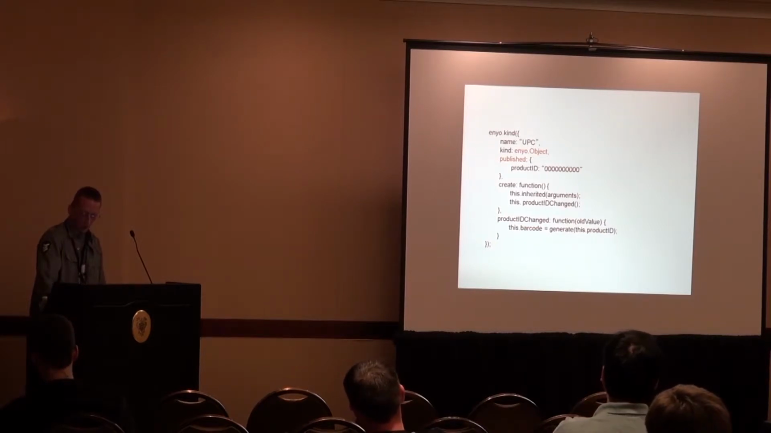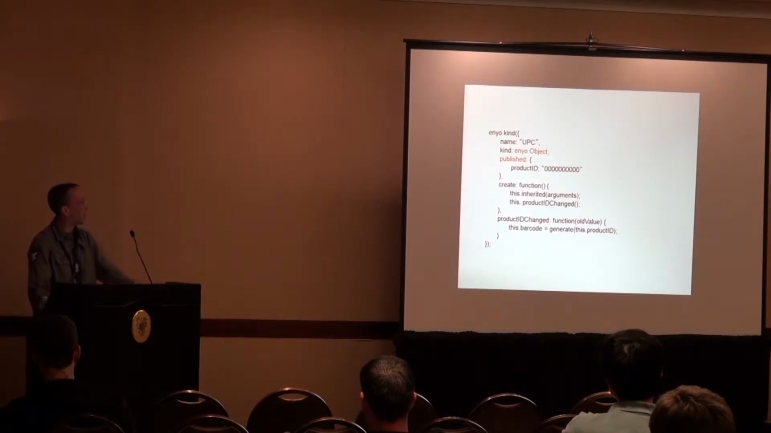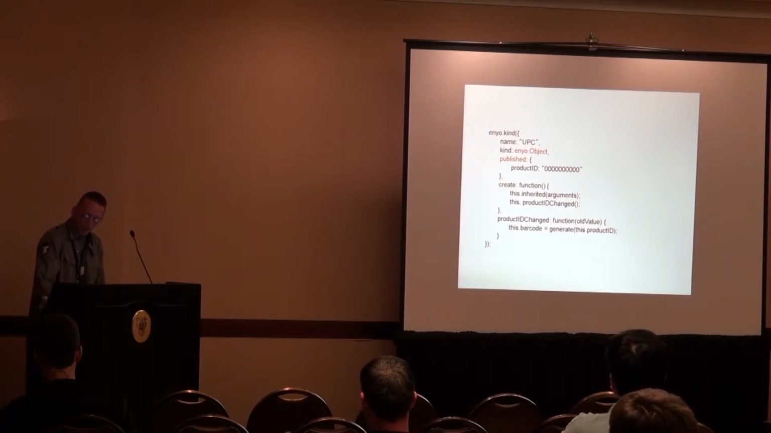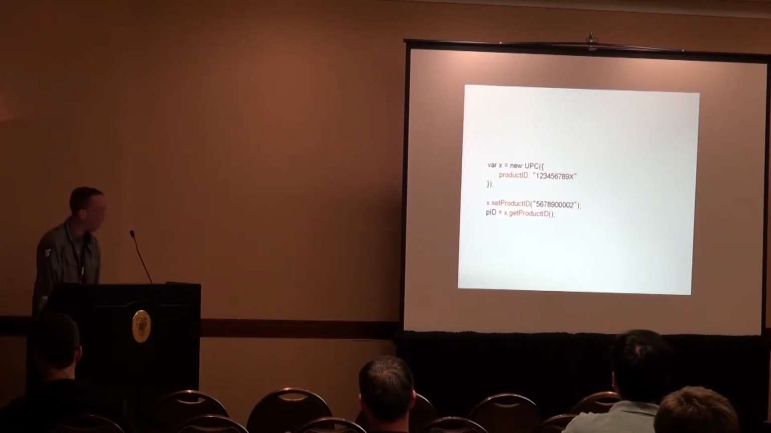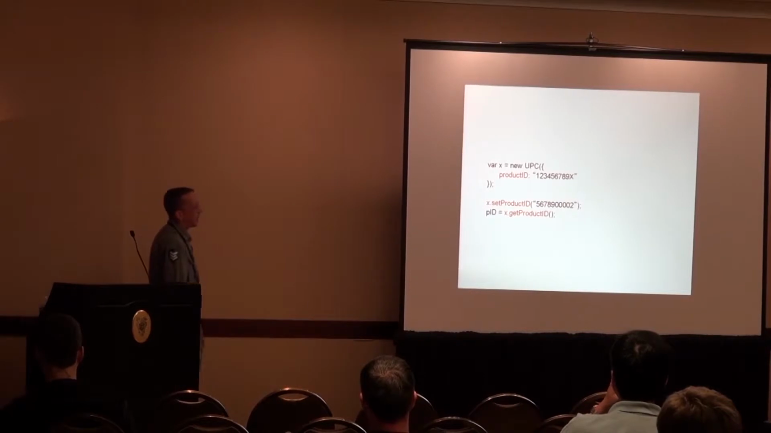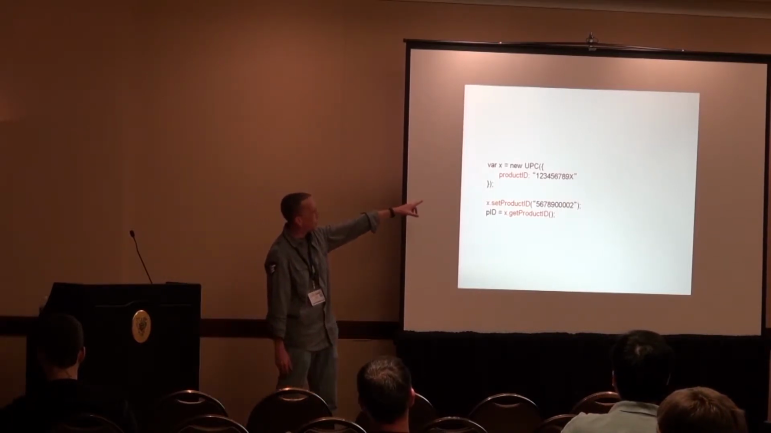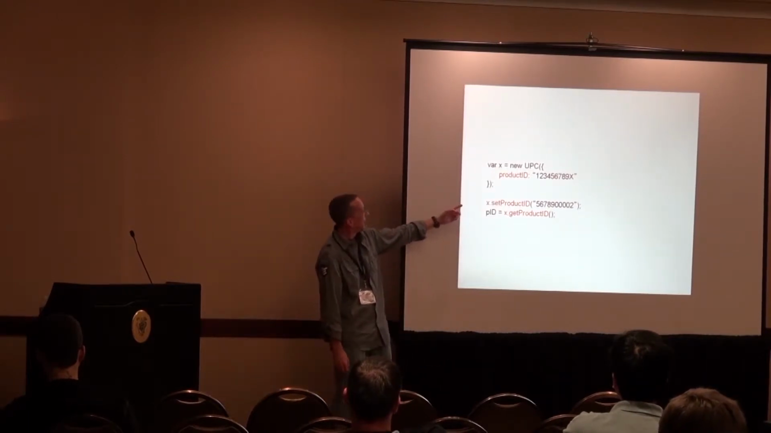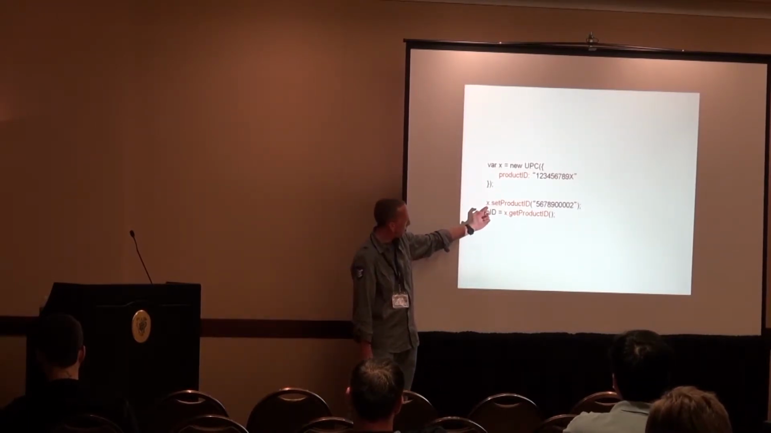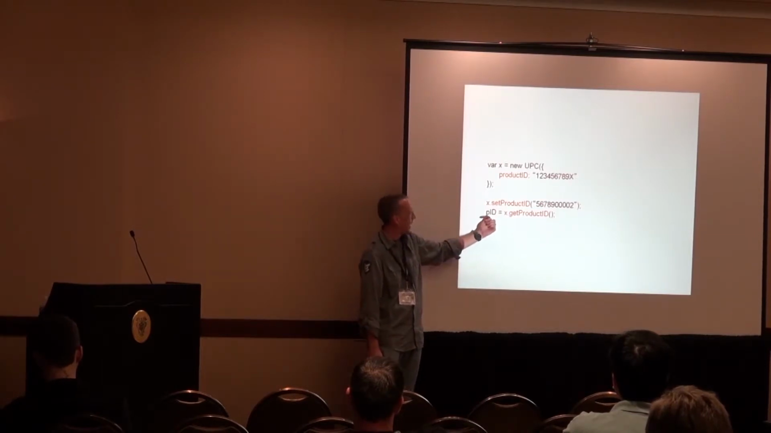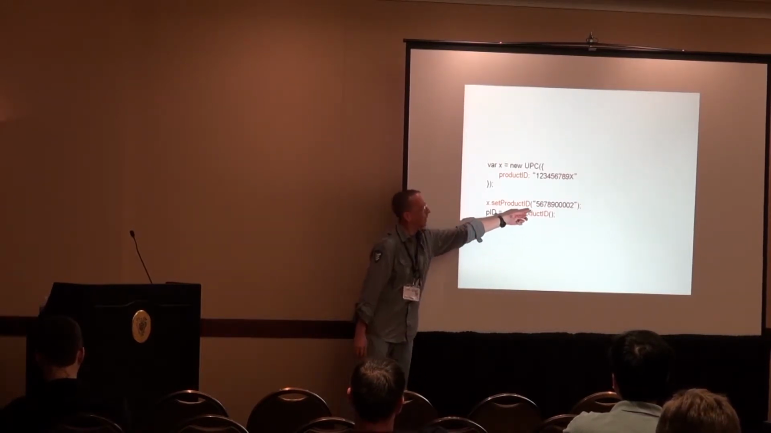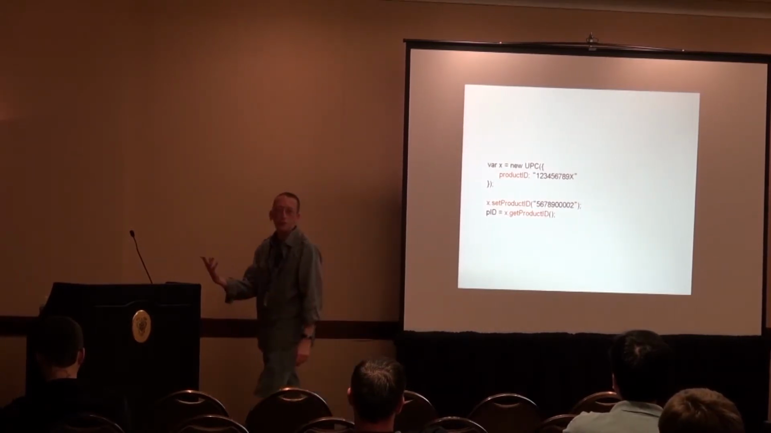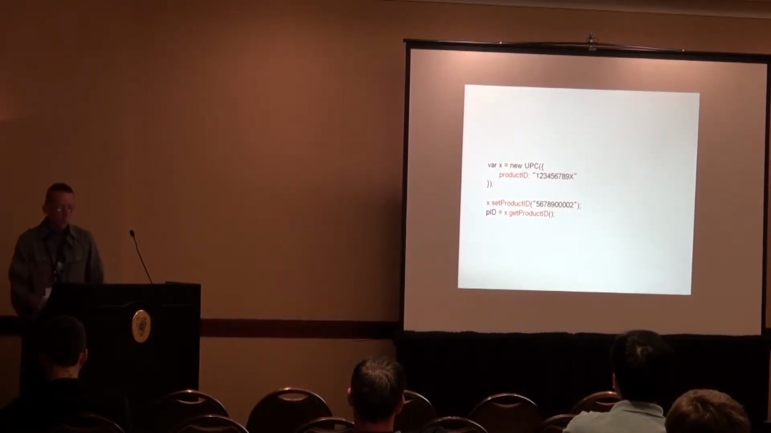But in this case, what I'm going to do is if I set the product ID, I'm going to set an internal property called this.barcode, and run some other method called generate for this product ID. This is probably an example here. Yes. So I've got this new UPC object, and I'm specifying its product ID when I create it. Right? There it is. And then after I've got my UPC object, I'm going to run setProductID on it. And if I were to then run getProductID, I would return my new string with the new value. That's pretty simple stuff.